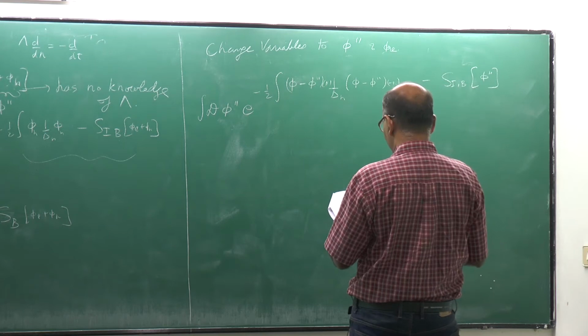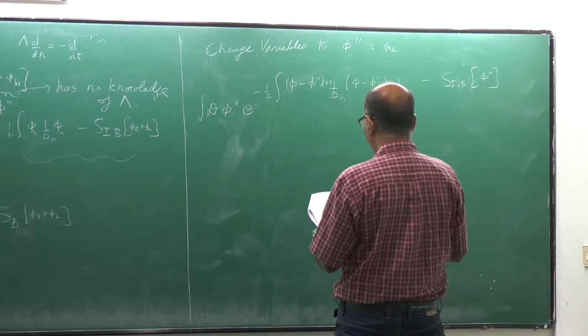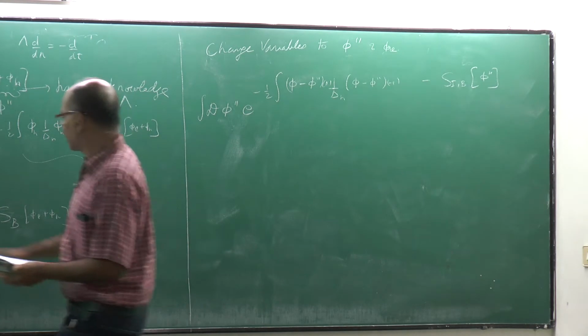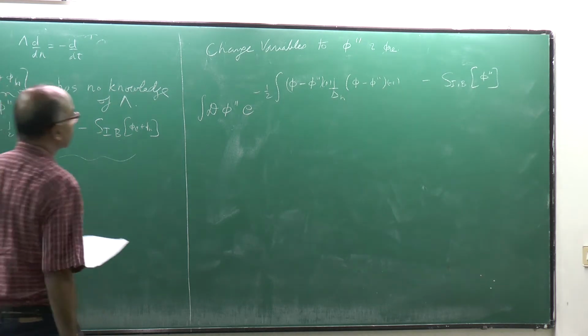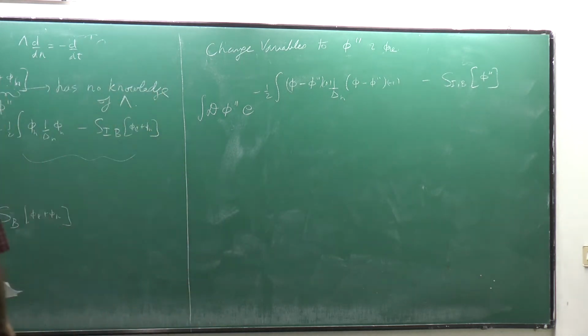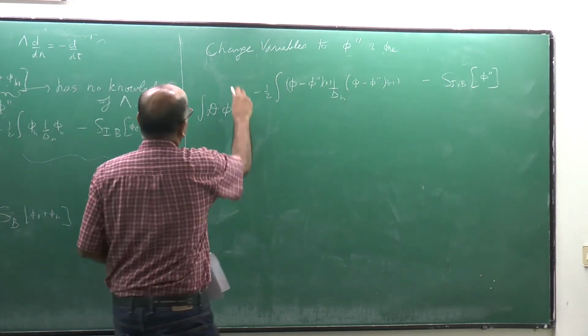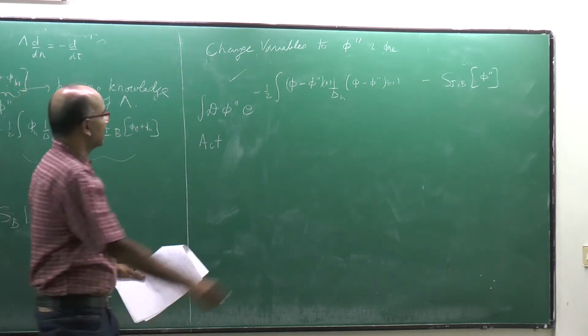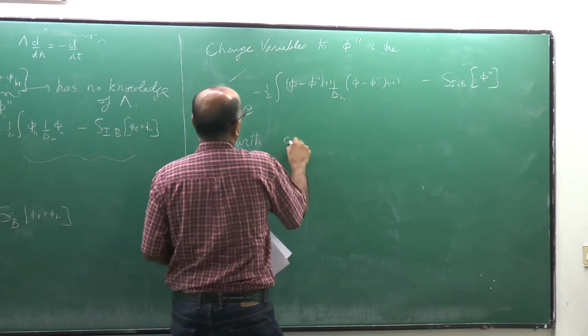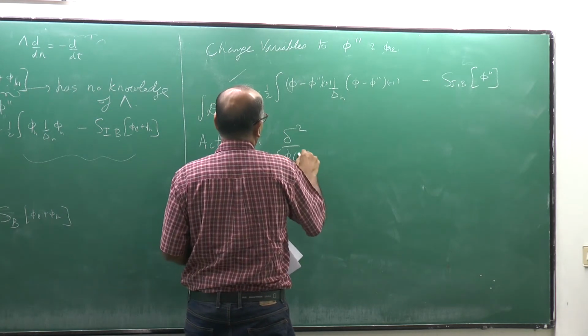Oh, sorry, made a mistake. This is correct. Yes, this is correct. This is fine. So I haven't done anything, just a rewriting of variables. Act with d squared by d phi p.